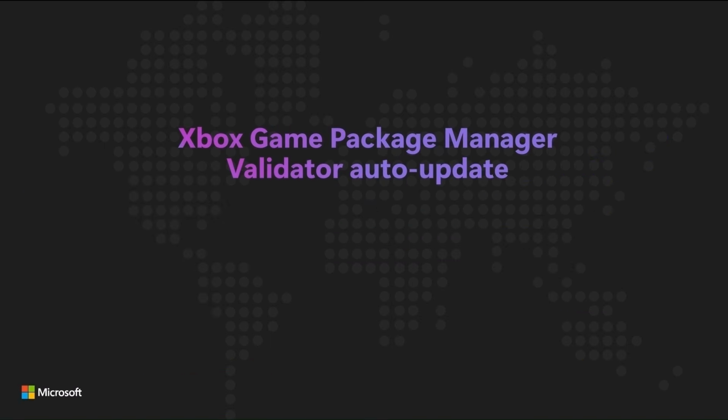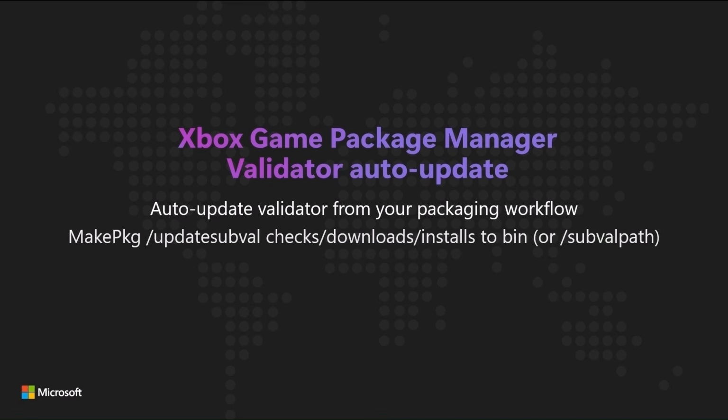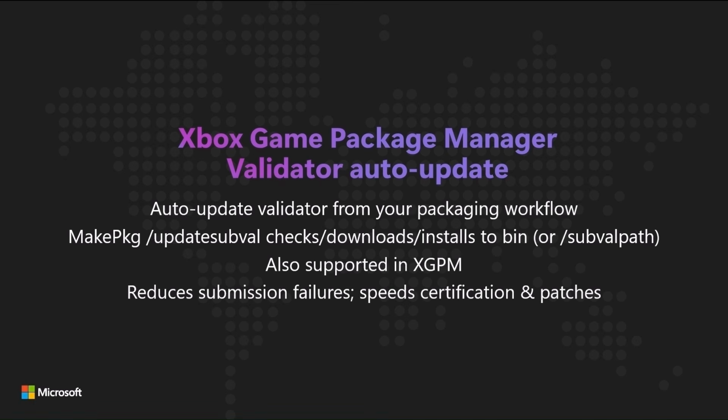Xbox Game Package Manager Validator Auto Update. You can now automatically update Submission Validator directly from your packaging workflow. Use Make Package Update Subval to check for a new validator. If found, it downloads the zip file, extracts it, and then places the updated DLL file in your bin directory, or to a custom location via /subval path. XGPM supports the same capability. Keeping the validator current reduces avoidable failures caused by outdated rule sets and helps speed certification and patch rollouts.